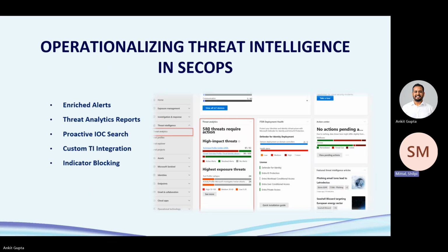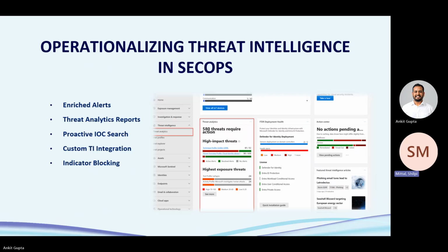Threat intelligence is valuable only when it's actionable. Microsoft 365 Defender automatically enriches alerts with TI context. For example, tagging an IP as malicious, Trickbot, botnet, or noting known bad domains and file hashes. This saves analysts time and immediately clarifies severity and scope.